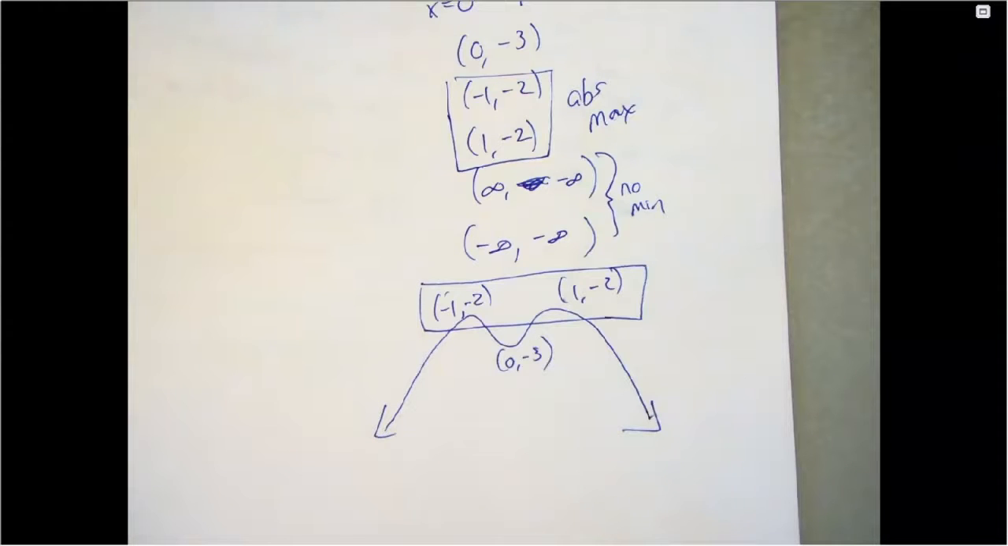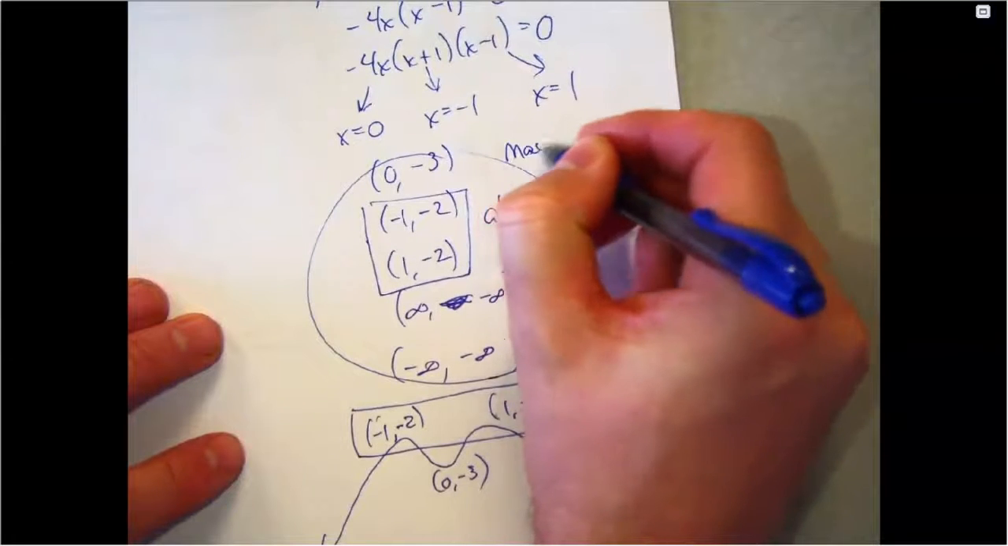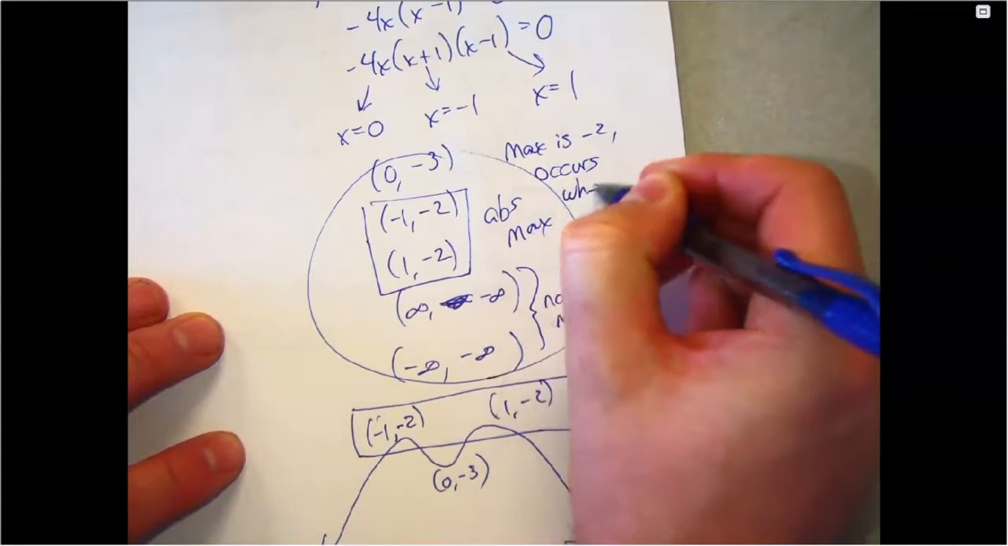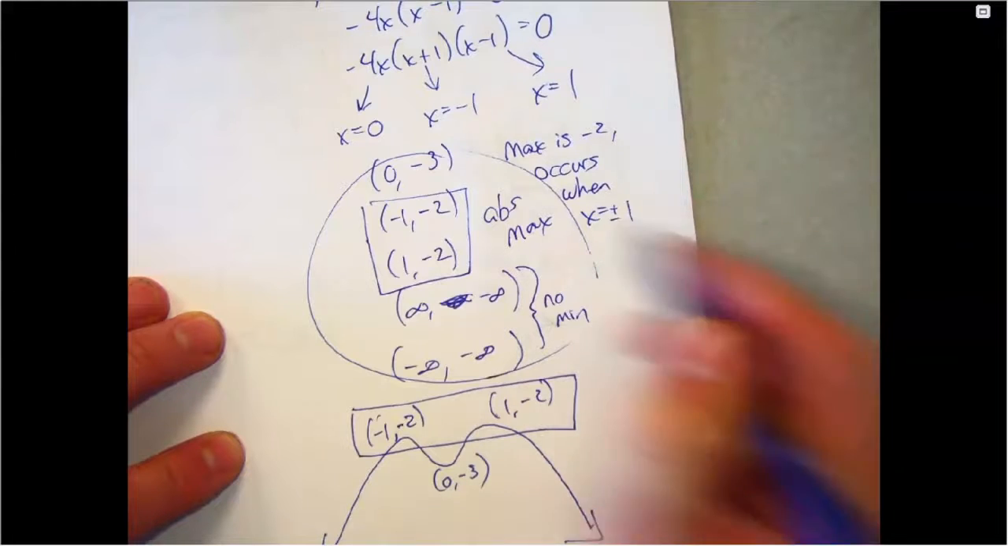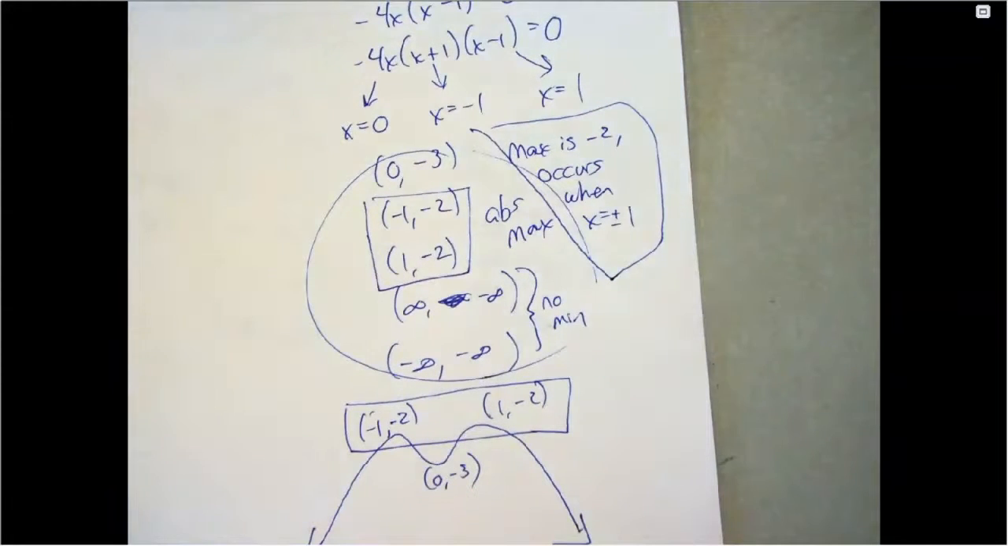The point is that we can find this stuff without the graph. That's what we're going for. That's what we're trying to do. So the technical phrasing would be the max is negative 2 occurs when x equals like plus or minus 1, you could say. Or you can just put points. Either way.